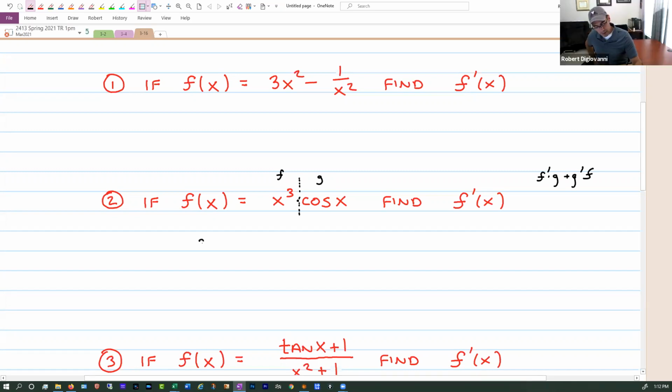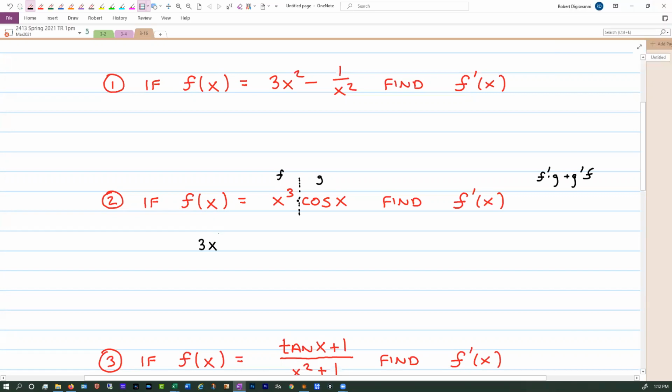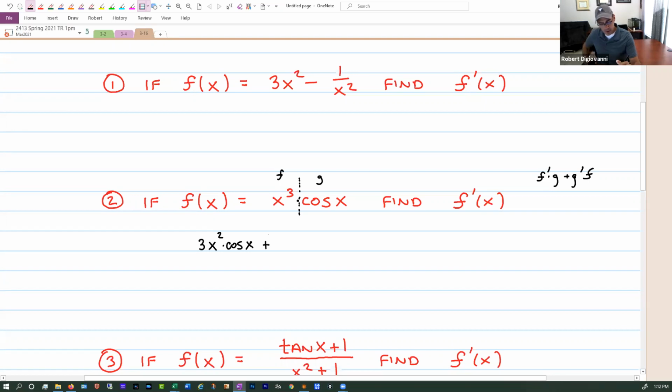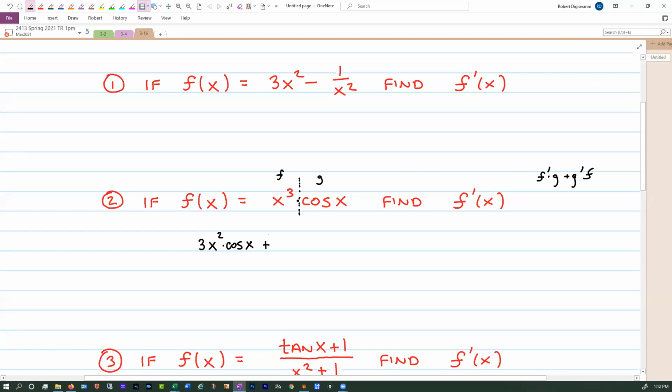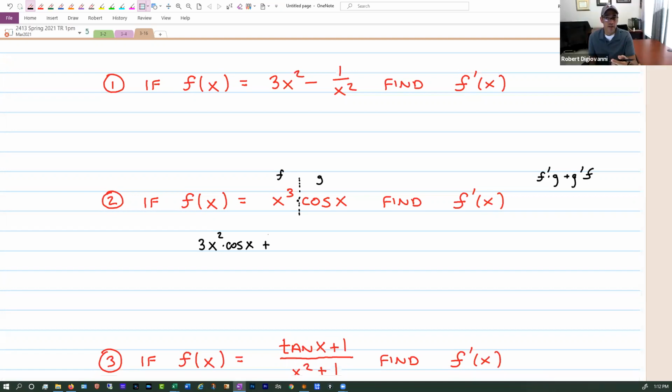You said you brought the 3 down, 3, and then x what? X squared. And then you wrote what? And then I wrote g just as is, so cosine x, times cosine x, and then plus. And then this one I kind of struggled with, actually. So you need the derivative of cosine, right?